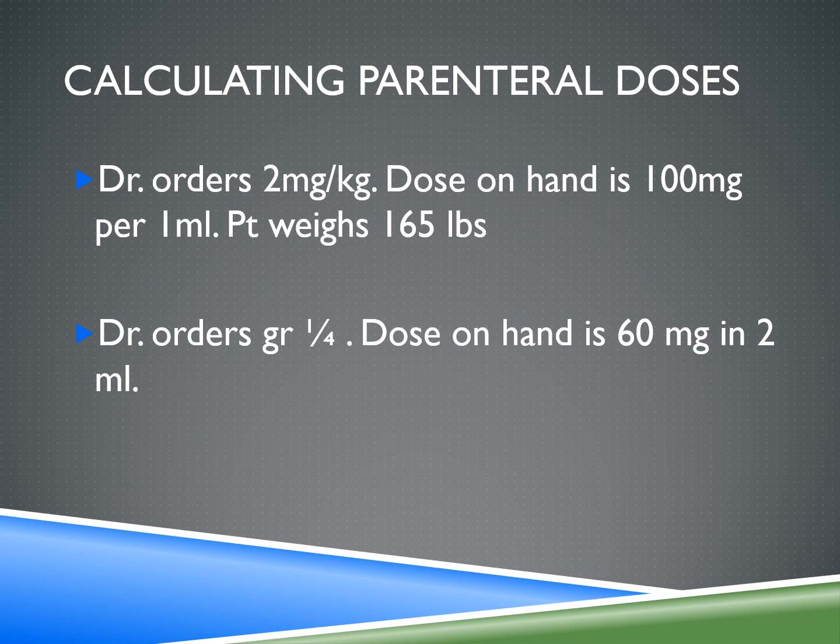All right, the last two questions. Remember, there was no new lesson this week. This is not new information. We're just practicing it again, and we're applying it to parenteral doses instead of just oral. So here we are with another weight-based dose. The doctor orders 2 milligrams per kilo, your patient weighs 165 pounds, and your dose on hand is 100 milligrams per mil. And then you've got one more, grains 1/4 problem where the dose on hand is 60 milligrams in 2 milliliters. So once again, this is the last set of questions, so pause your video, work those two to completion, and then when you restart the video, we'll go over them together.